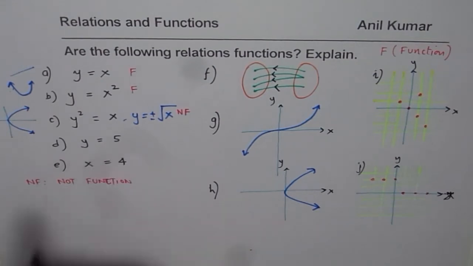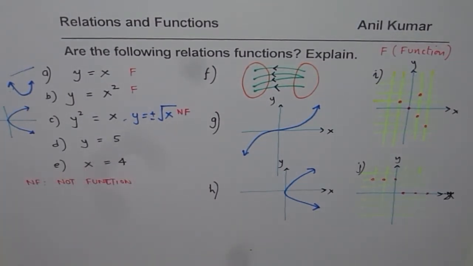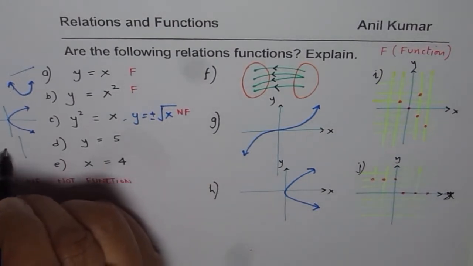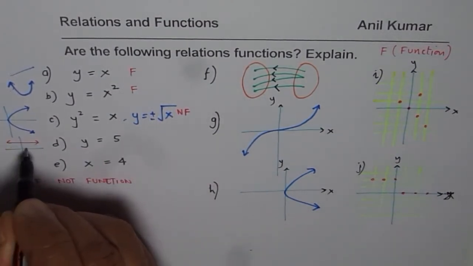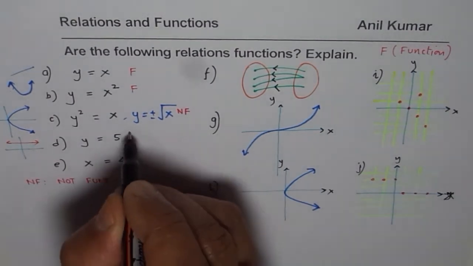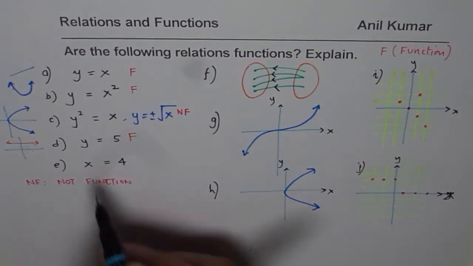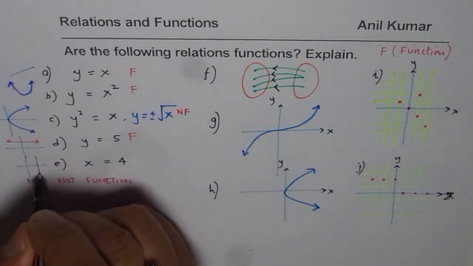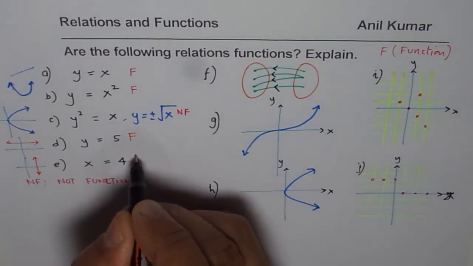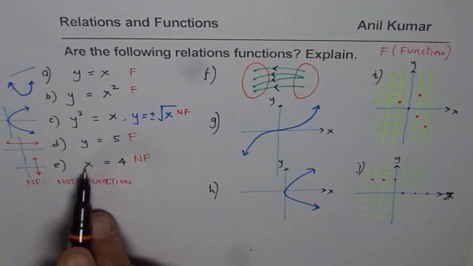Okay. y equals 5 will be a horizontal line, right? Each value of x has a unique value, so this one is a function. However, x equals 4 will be a vertical line, right? So that is not going to be a function. So this is not a function, x equals 4.